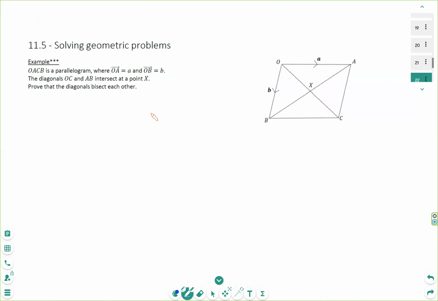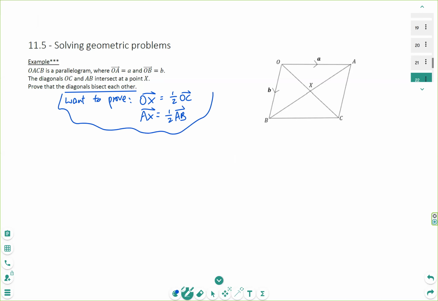Prove that the diagonals bisect each other. When we say bisect each other, it means cut in half. So this is what they want you to do. They want you to prove OX is a half of OC and AX is a half of AB. Now, think about this, okay? Any question about this? If you do, don't tell me because I can't hear it. That's what they want you to prove.